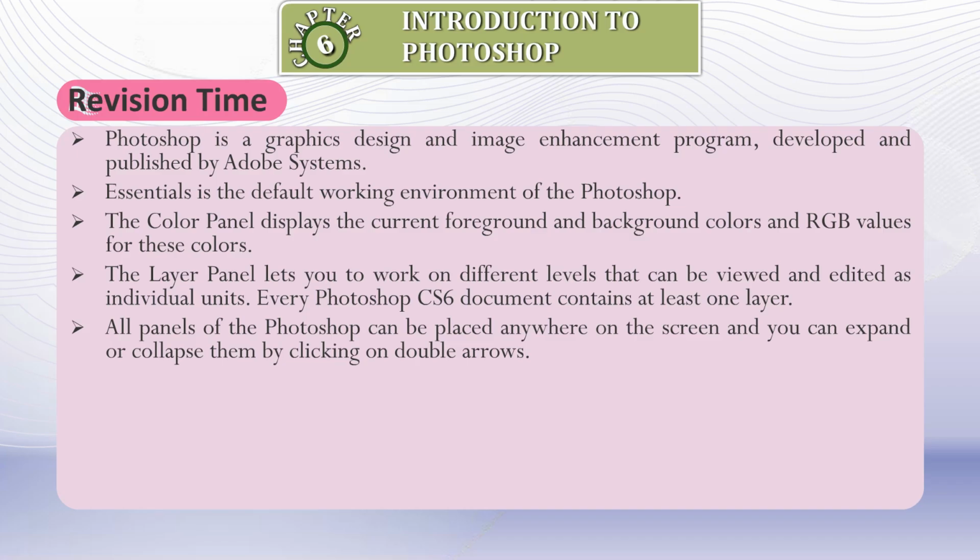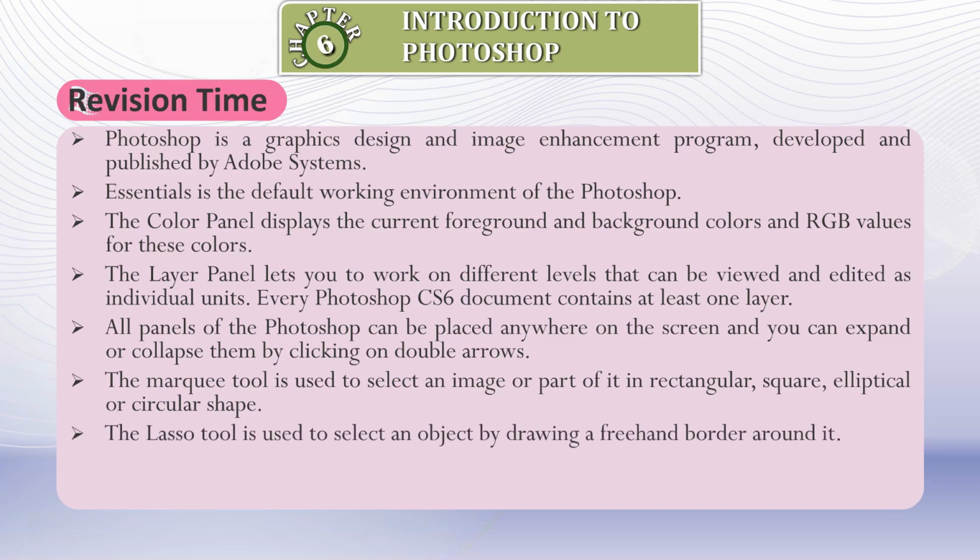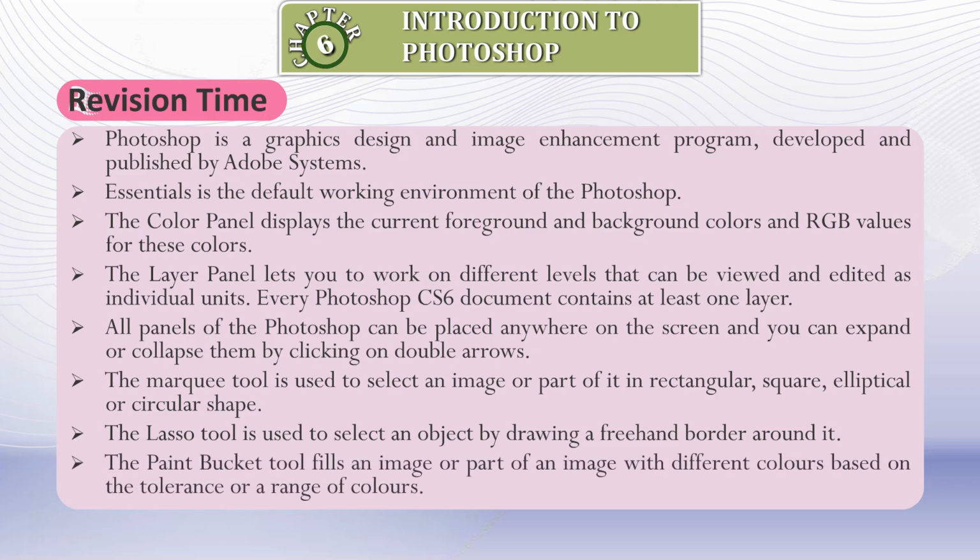All panels of the Photoshop can be placed anywhere on the screen and you can expand or collapse them by clicking on double arrows. The Marquee tool is used to select an image or part of it in rectangular, square, elliptical or circular shape. The Lasso tool is used to select an object by drawing a freehand border around it. The Paint Bucket tool fills an image or part of an image with different colors based on the tolerance or a range of colors.